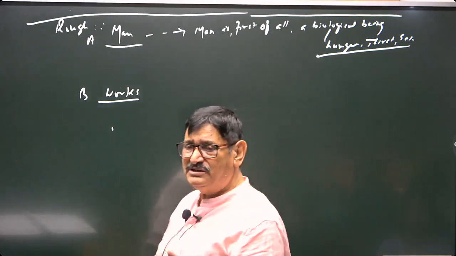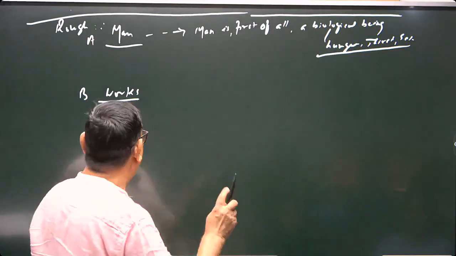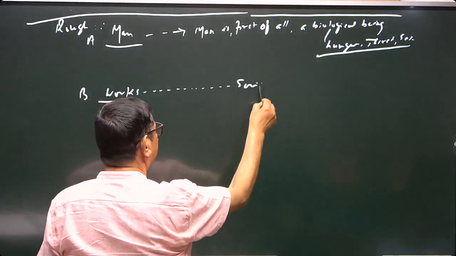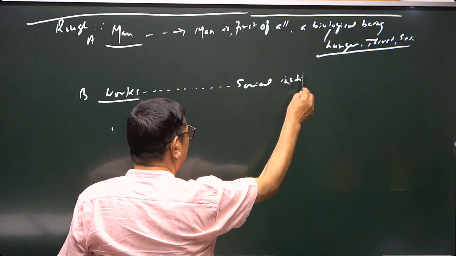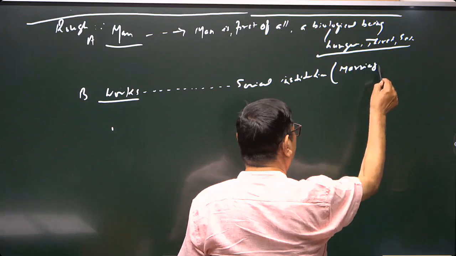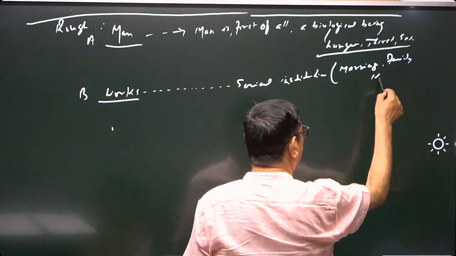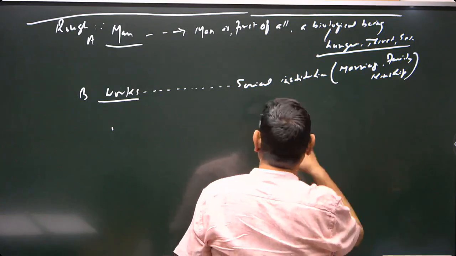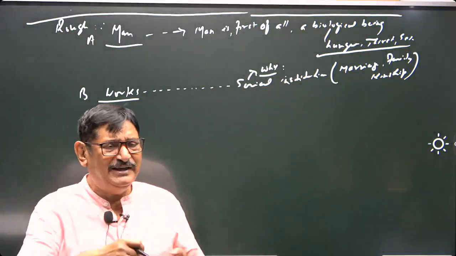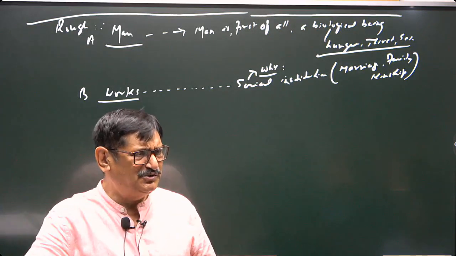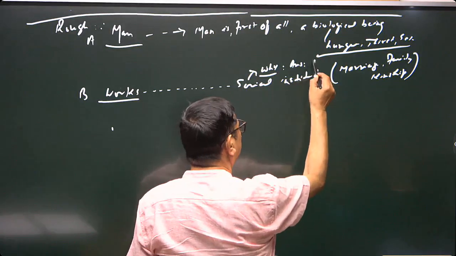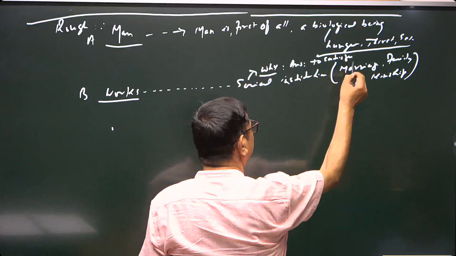It is because of biological needs that man has made so many things. First, he made social life, social institutions. And by social institution, we mean marriage, family, kinship. These are social institutions. Always have a question in mind: why social institution? Why do we have social institutions? The answer is to satisfy biological needs.